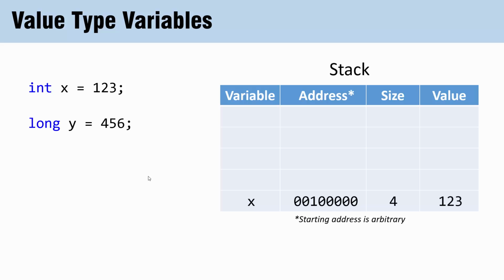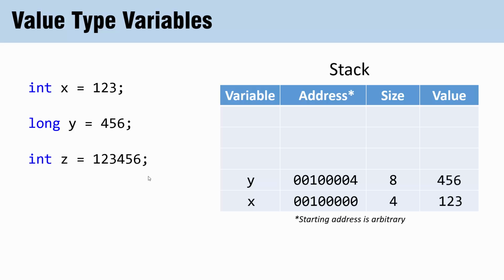The next variable we declare, y, is going to be a long, and therefore it's going to consume 8 bytes of memory. And notice its address is exactly 4 bytes after x. Also note that the value 456 is placed in the value column for that variable.